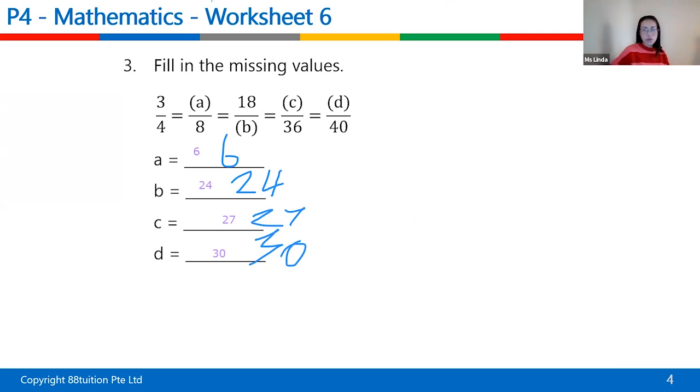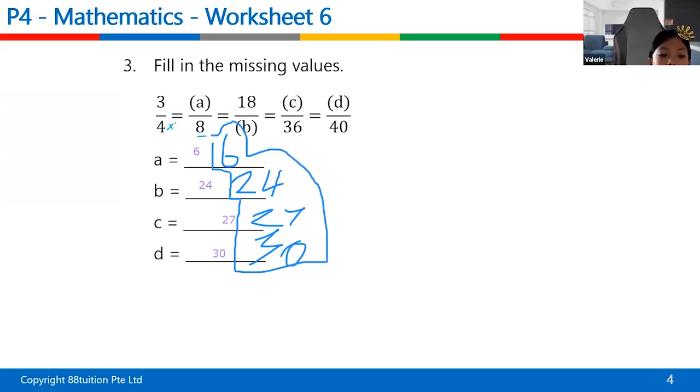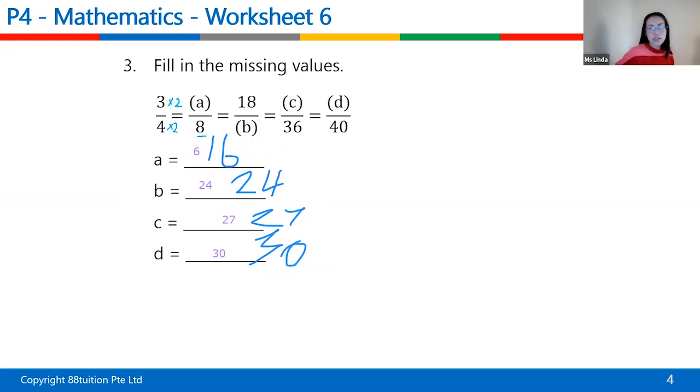Okay, so 3 over 4. What will it get to a denominator of 8? So basically you times 2. 4 times 2, so this one also times 2. So 3 also times 2, then it will turn 6. Very good. So then 6 over 8.